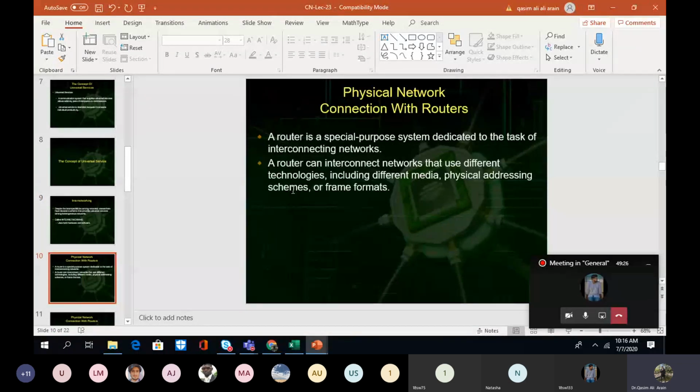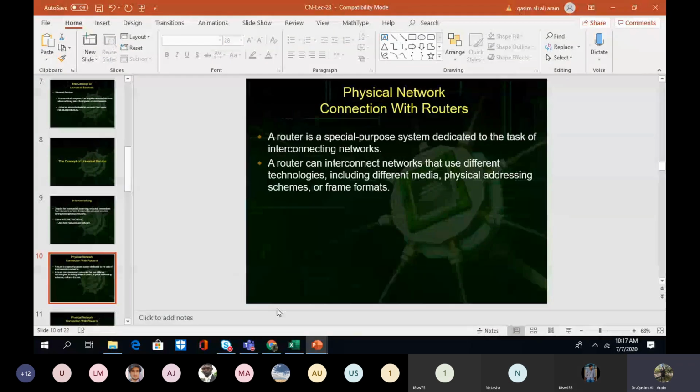So physical network, connection with router. A router is a special purpose system dedicated to the task of interconnecting networks. A router can interconnect networks that use different technologies, including different media, physical addressing schemes, or frame formats. अब देखें, now this is a very important thing to understand. Now this is specific to a device that is called a router. So a router is a special purpose system dedicated to the task of interconnecting networks. A router can interconnect networks that use different technologies, including different media, physical addressing schemes और frame formats.